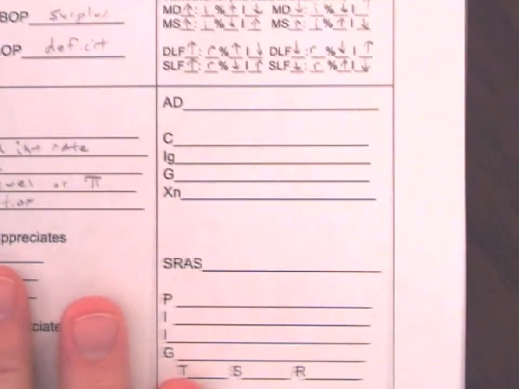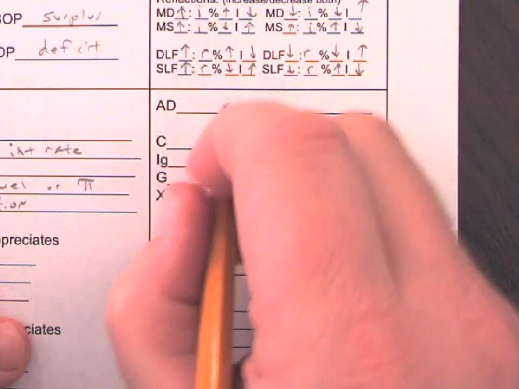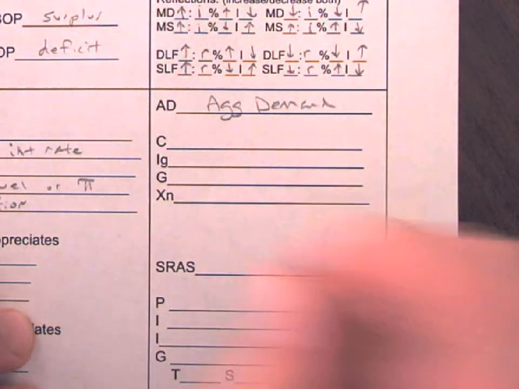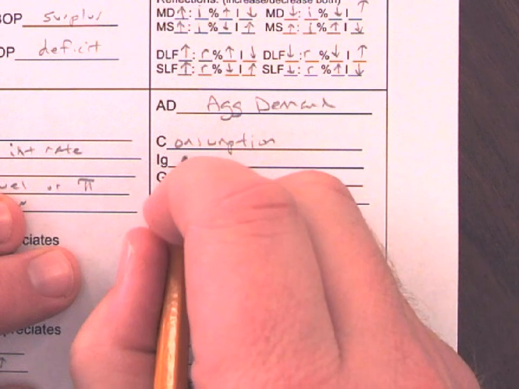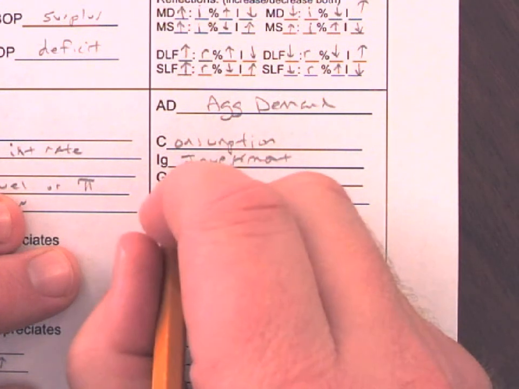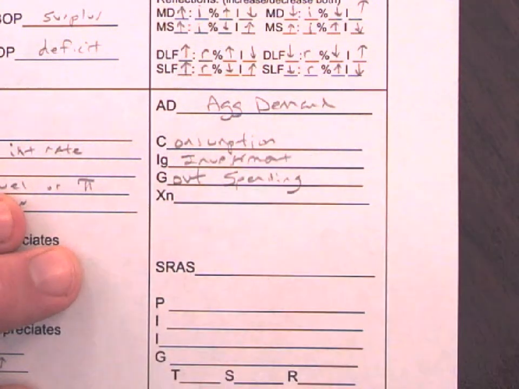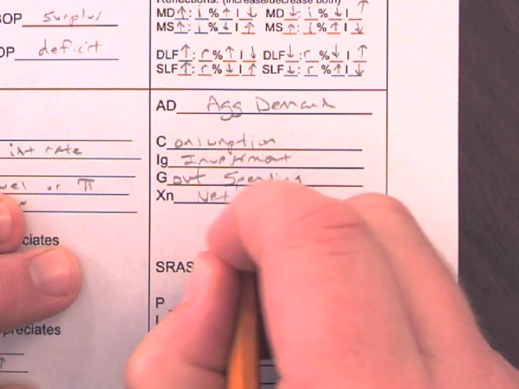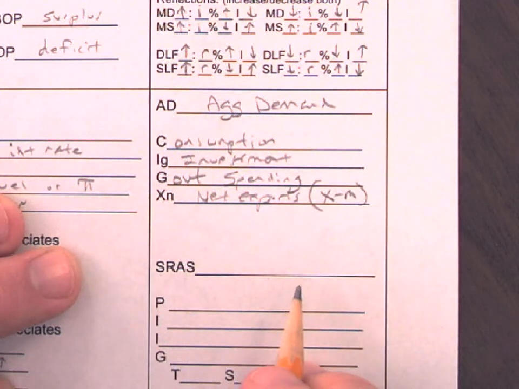And finally, our last part. What's going to shift aggregate demand and aggregate supply? So aggregate demand, that's what that stands for. Aggregate demand is going to be consumption, investment, government spending, and net exports. If you just do X minus M, I'll be fine with that.